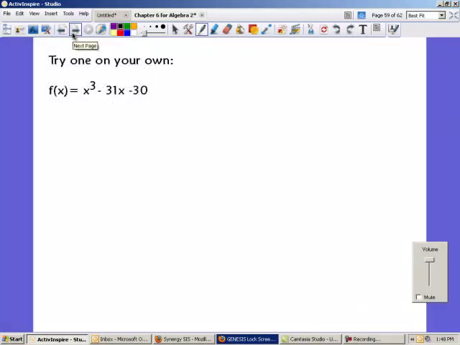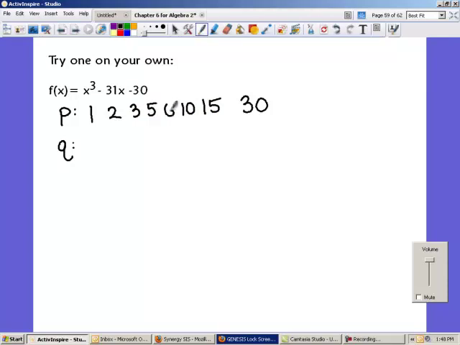Okay, so here's one that you can try on your own, and you can pause the video, or you can just watch and do it along with me. So we're going to first find the P and the Q. The P is the numbers that are going to be your constant. So 30, we're going to find factors of 30. Squeeze it in here. And remember, these all get plus minus.